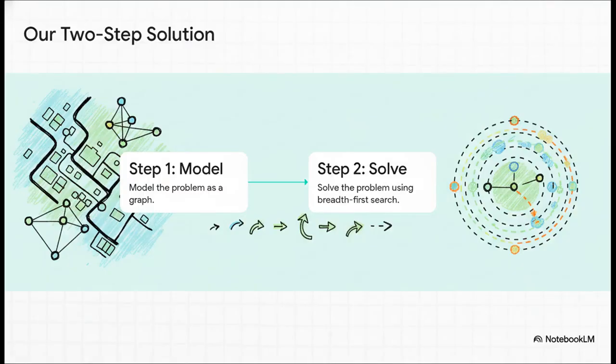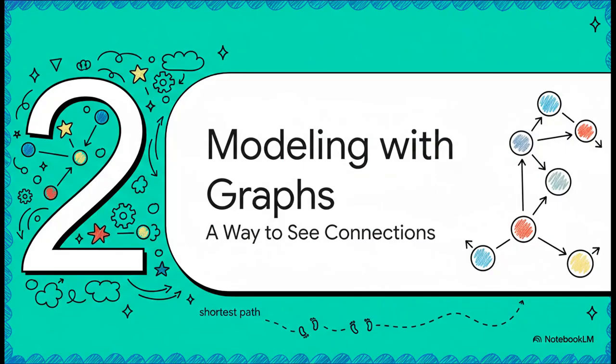To really tackle this kind of problem and any problem like it, we need a solid two-step plan. First, we have to take our bus map, our problem, and represent it in a way a computer can understand. We need to model it as a graph. And then, once we've got that model, we can unleash the algorithm on it to find the answer. So let's talk about step 1, modeling with graphs.